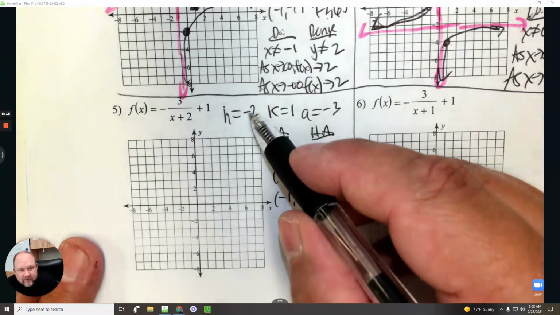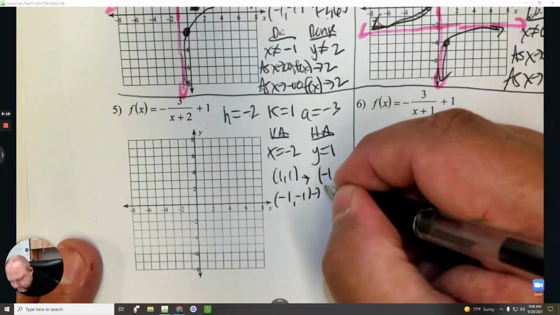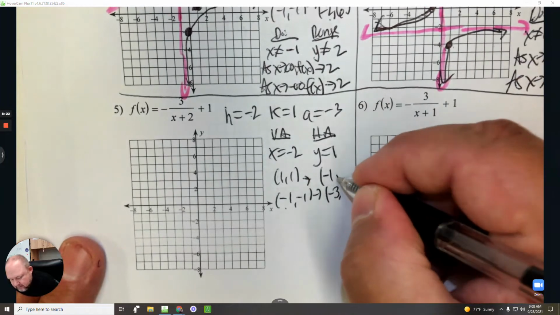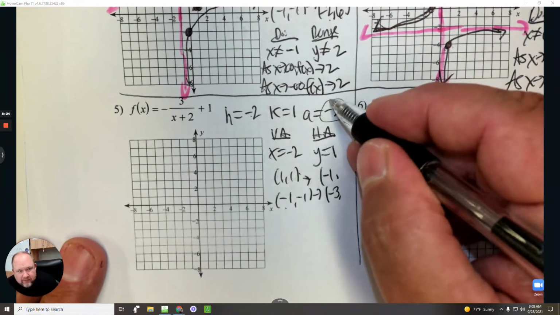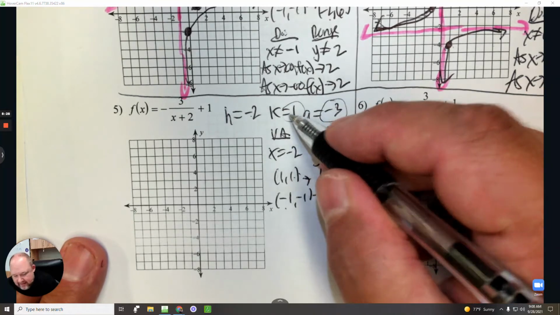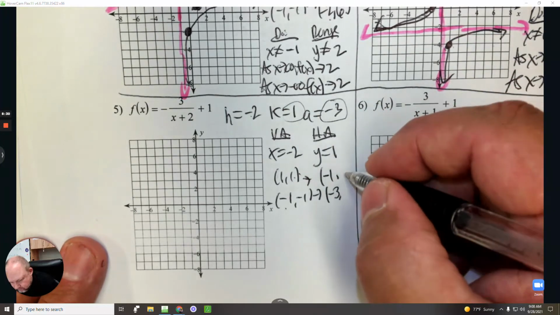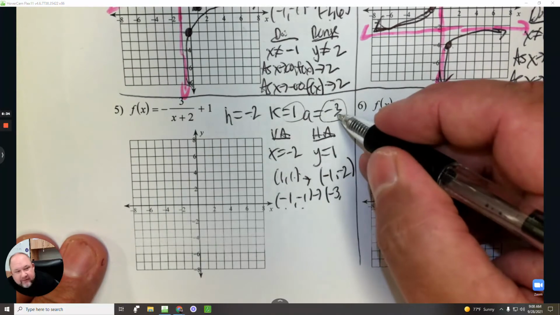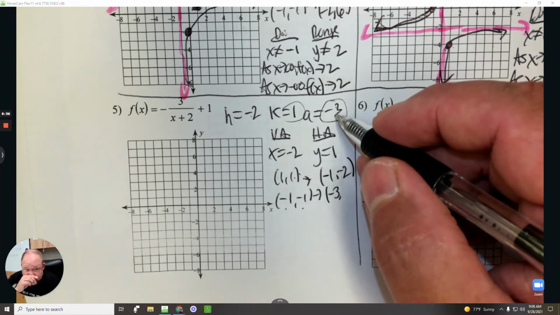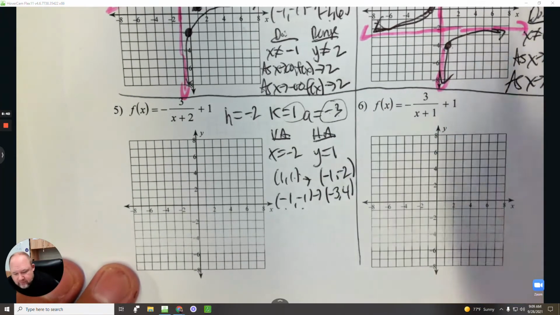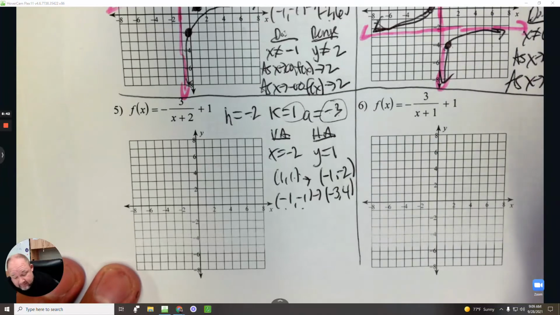So for the x, I'm going to subtract 2. So -1 subtract 2 is -3. To the y coordinate, I'm going to multiply and then add. So 1 times -3 and then add 1. -1 times -3 is +3. Plus 1 is 4. Notice again, A is negative, so there is a reflection. I'm going to graph this now.